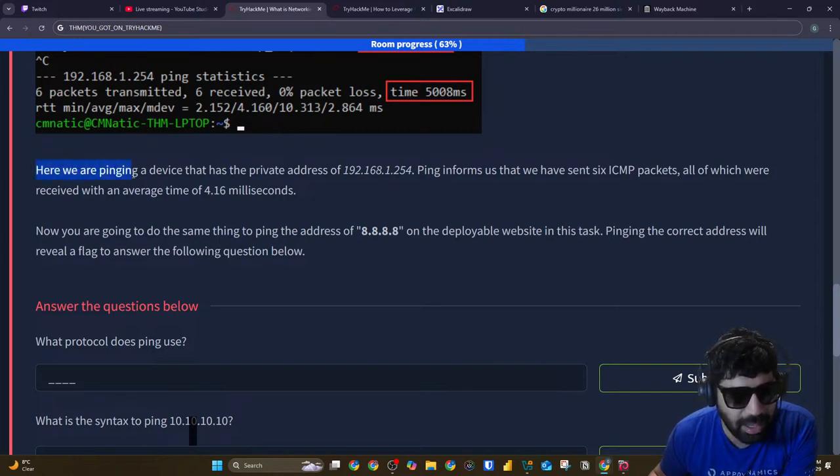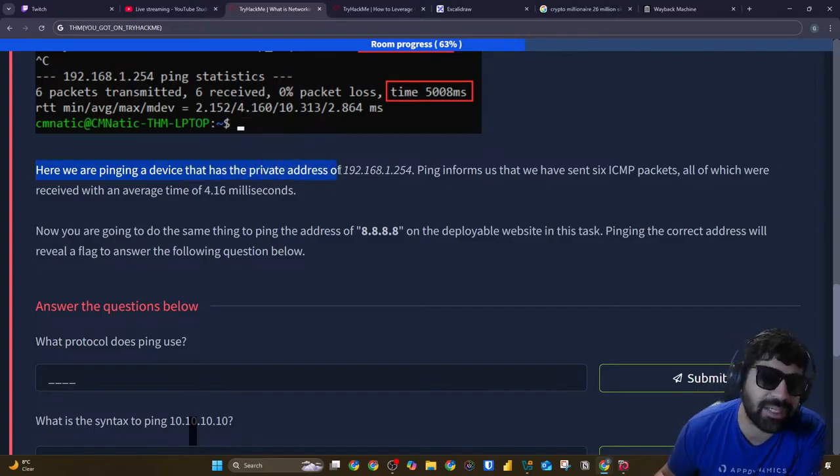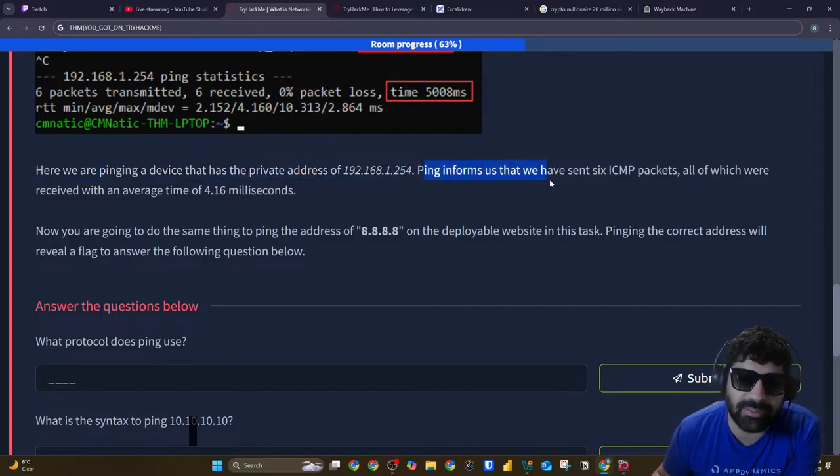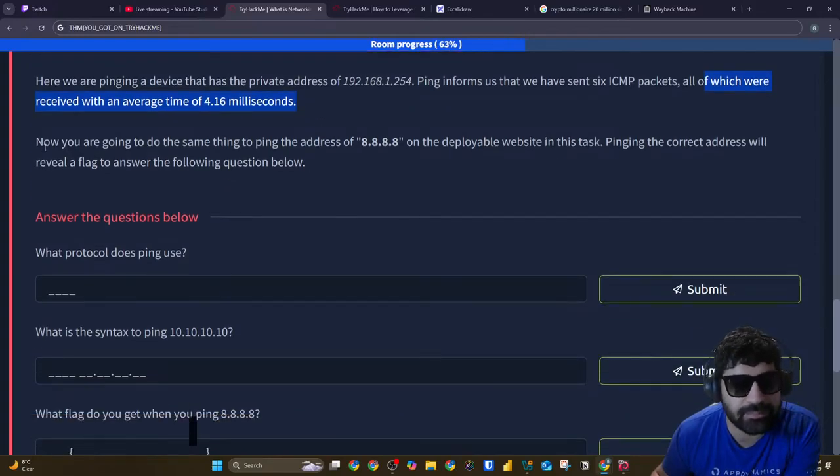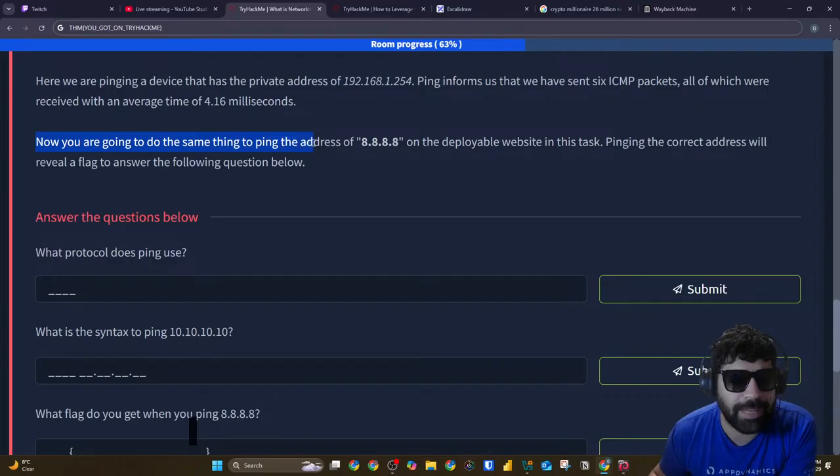Here we are pinging a device that has a private IP address. Ping informs us that we have sent 6 ICMP packets, all of which were received in an average of 4.16 milliseconds. Now you are going to do the same thing to ping the address 8.8.8.8.